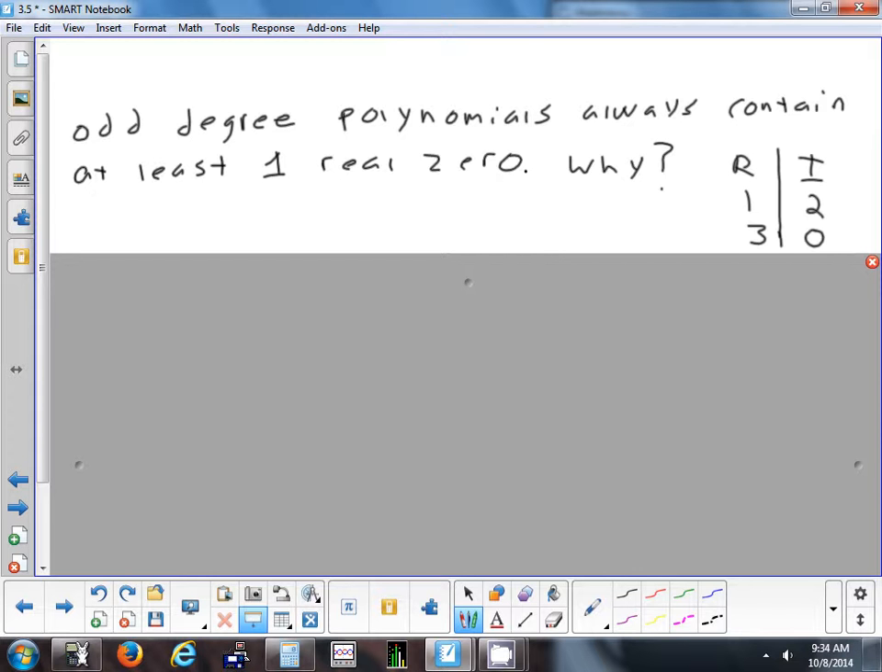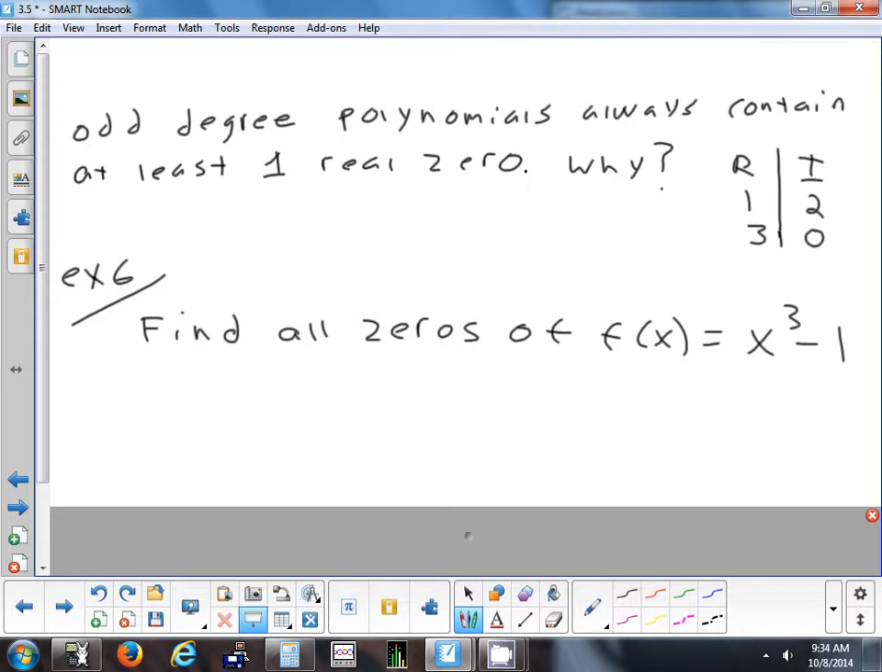Anybody think of another reason why that would happen graphically? Think about how it looks. Because it's going to go in either direction forever, so eventually it's going to cross the x-axis. Right. Polynomials are continuous functions. The end behavior, one end goes up, one end goes down. It's got to cross the x-axis somewhere. That's important. Okay, so let's find the zeros of x cubed minus 1.